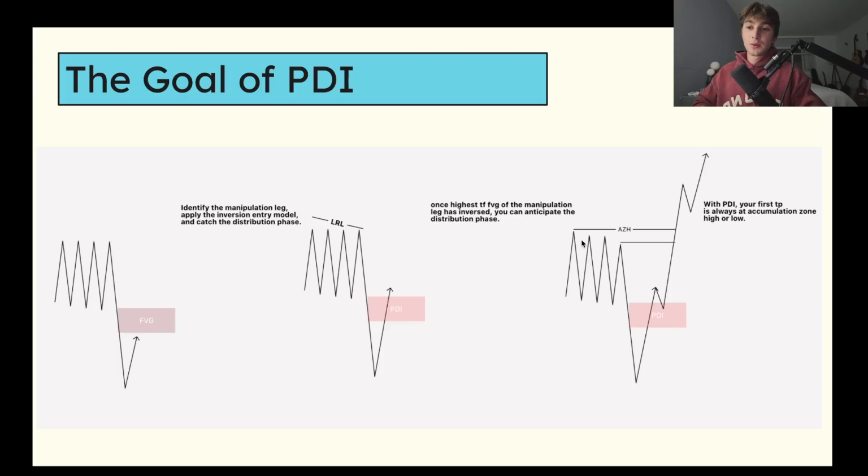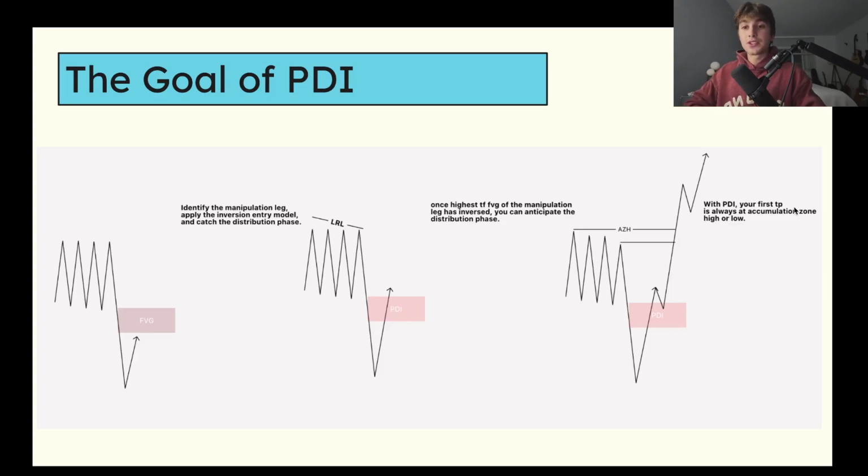phase, right? So let's say we're accumulating here, we manipulate lower, we hit that key level, so maybe sweep London lows, maybe hit that hourly fair value gap. Now in that current trading leg that manipulated lower, we want to find the highest time frame bearish fair value gap of this leg to inverse. So let's say we come down and the highest time frame is a 3-minute bearish fair value gap. Then we simply want to wait for that 3-minute bearish fair value gap to inverse, and then we enter a trade, and you're able to catch the distribution phase.